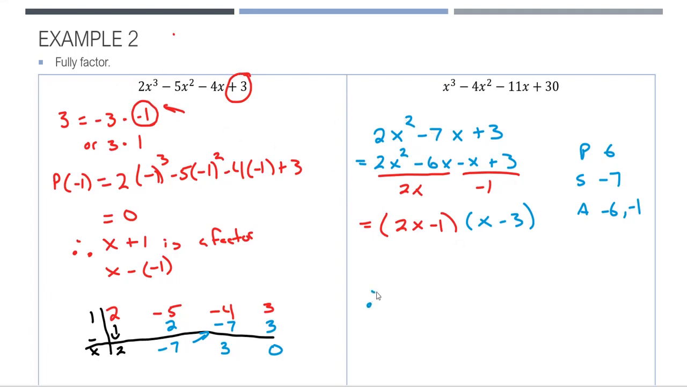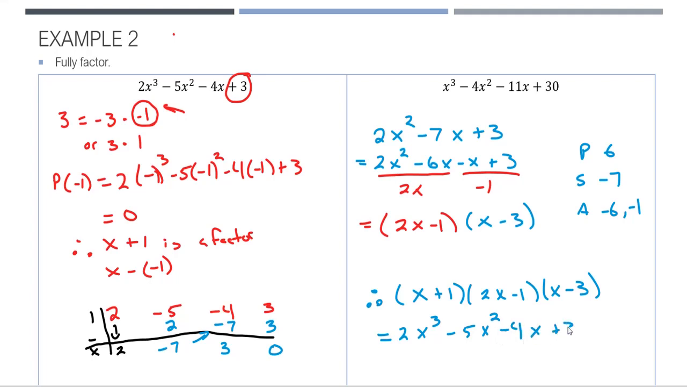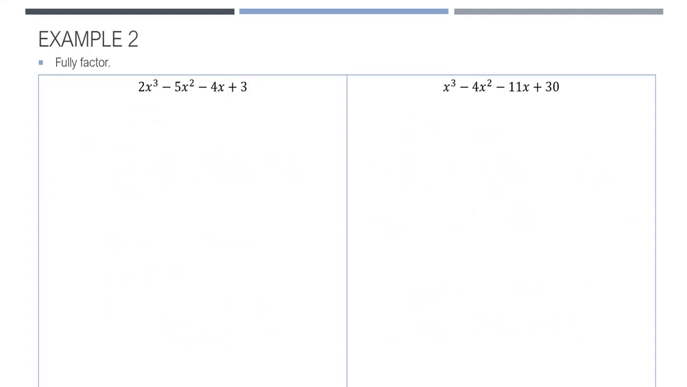is. So therefore, we have our original factor, which is x plus 1 times 2x minus 1 times x minus 3 is equal to 2x cubed minus 5x squared minus 4x plus 3. I'm going to leave the second polynomial for you to factor on your own on this page. And let's take a look at this third one.